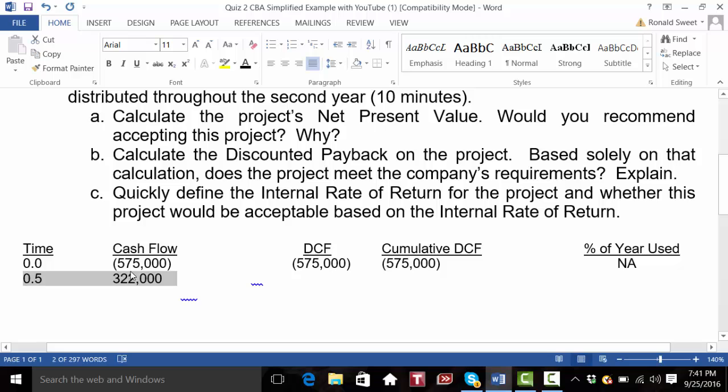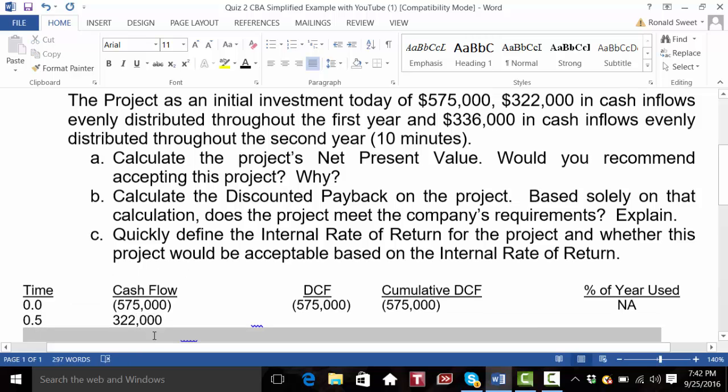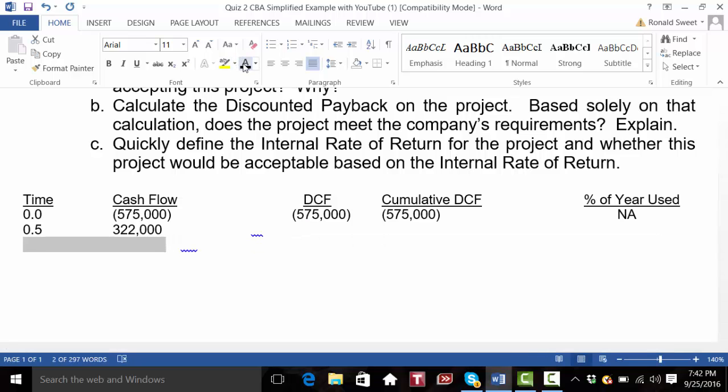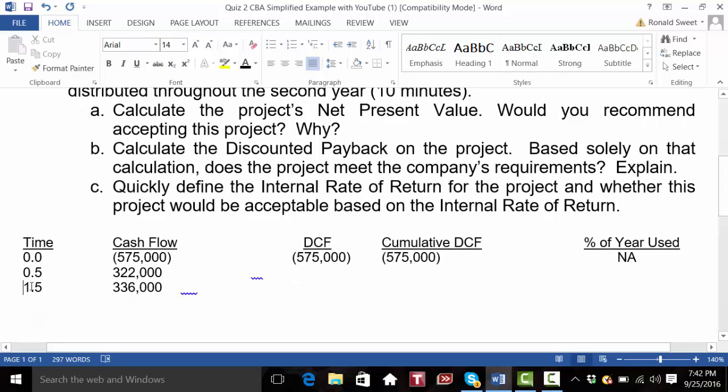The first year you receive $322,000, but it's evenly throughout the year. If we use a 1 here, that means the entire $322,000 comes exactly at the end of year 1. Since it's evenly throughout the year, we'll just make the simplifying assumption that it all happens in 6 months. And then for the second year, our cash flow is $336,000, and since it's evenly throughout the second year, we'll assume it all happens in 18 months. If we use 2, it would assume it all happens in 24 months at the end of 2 years, but we'll use 1.5 as a simplifying assumption.